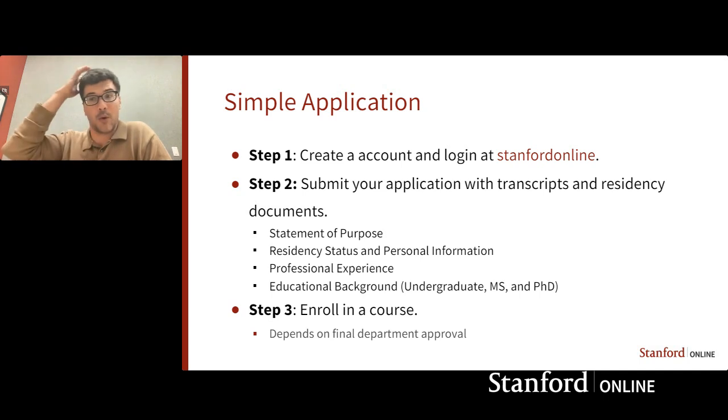It's going to depend on where you are, whether you're in the US or outside the US. We want to know your professional background as well as your undergraduate background or your educational background. For the educational background, we do need official transcripts. We need to be able to review your official transcripts for your undergraduate and your graduate degrees.